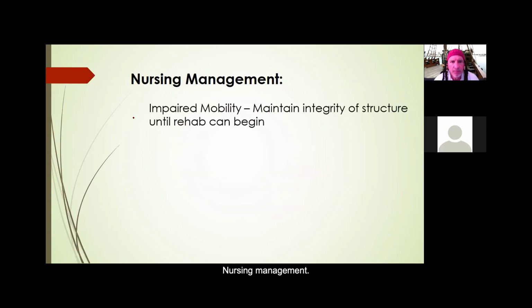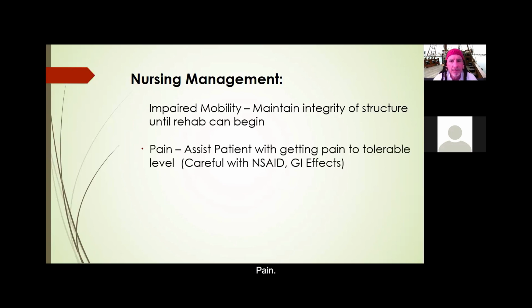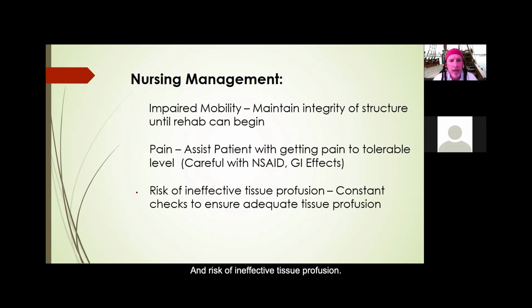Nursing management. A couple of nursing diagnoses: impaired mobility. That's obvious. If you damage a tendon or a ligament, it's going to impair your mobility. Pain, as I just talked about with the NSAIDs. And risk of ineffective tissue perfusion.